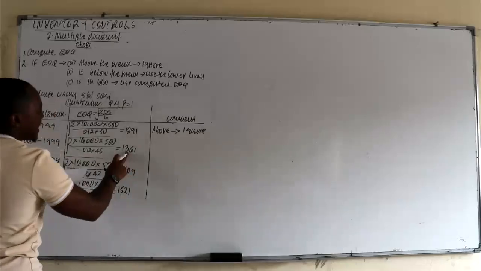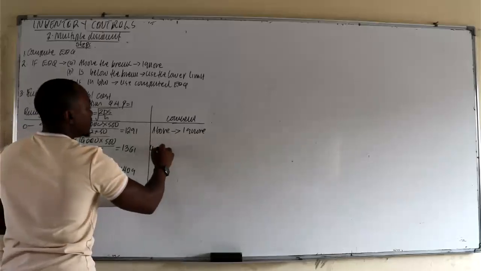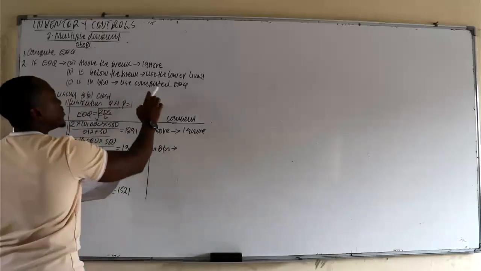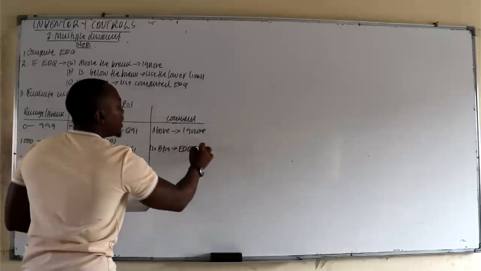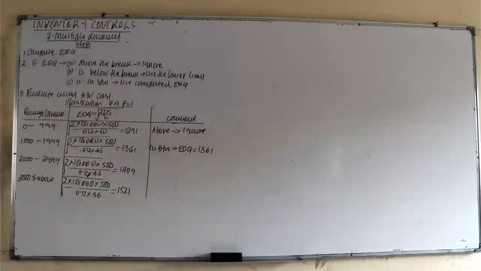Then 1361, is it below, in between, or above? In between. If it's in between, we use the computed EOQ. So our EOQ now will be 1361. That's the optimal order quantity. That's what we should order.